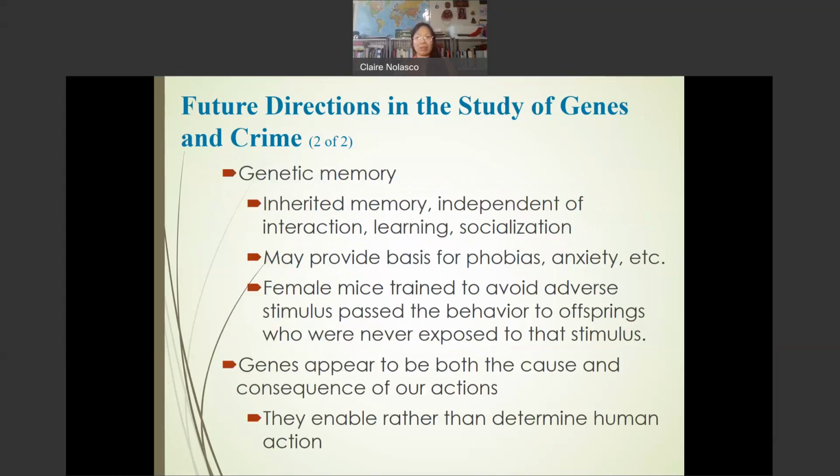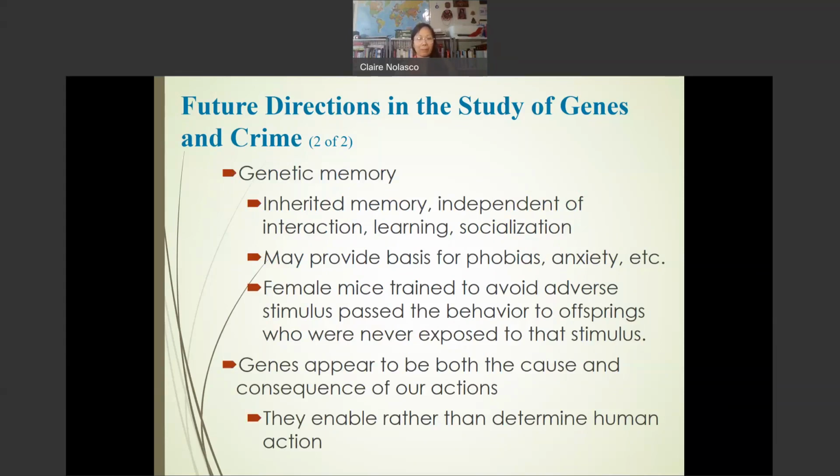Another future direction in the study of genes and crime is genetic memory. This simply means that memory can be inherited and passed down from one generation to another. And inherited memory is independent of interaction, learning, or socialization. In fact, it may provide the basis for phobias, anxieties, etc.